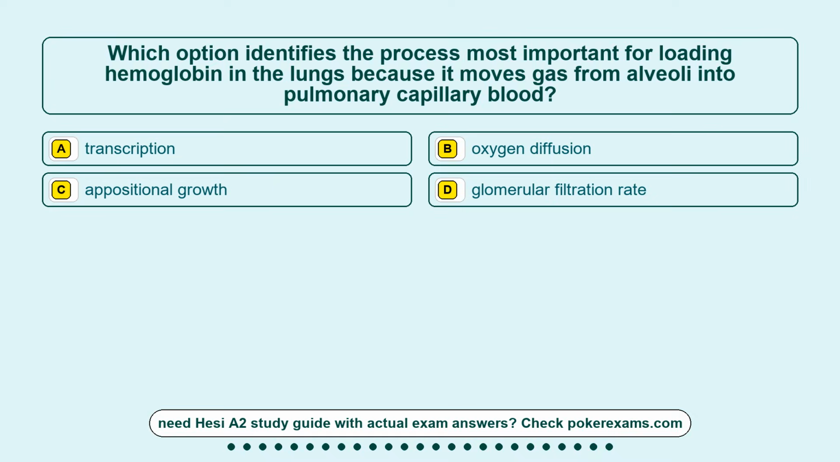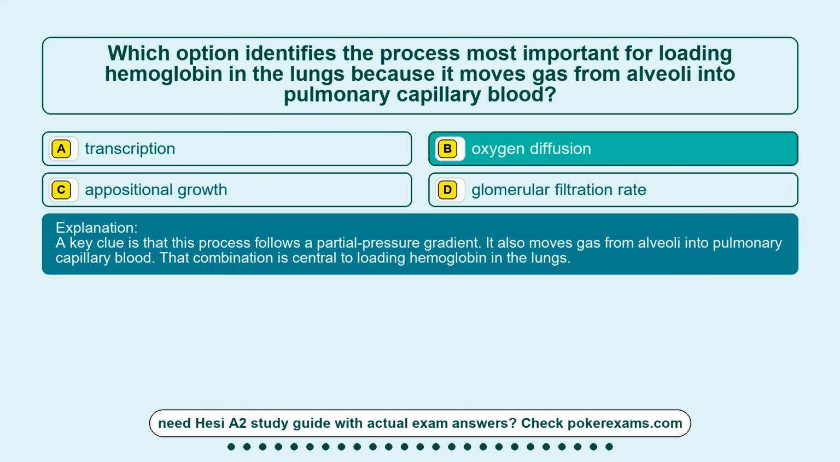Question 6. Which option identifies the process most important for loading hemoglobin in the lungs because it moves gas from alveoli into pulmonary capillary blood? Option A, transcription. Option B, oxygen diffusion. Option C, appositional growth. Option D, glomerular filtration rate. The correct answer is option B, oxygen diffusion.